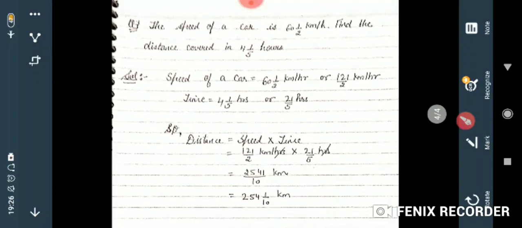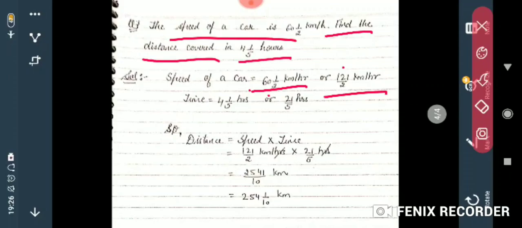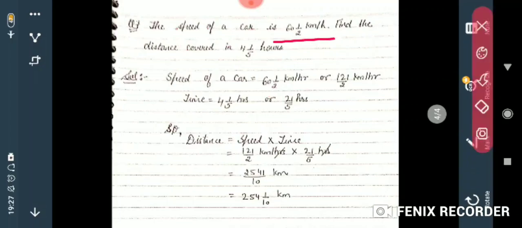Now just see the next question. The speed of a car is 60 whole 1 upon 2 kilometer per hour, or if you convert this speed into improper fraction, 60 multiplied by 2 is 120 plus 1, 121 upon 2 kilometer per hour. Find the distance covered in 4 whole 1 upon 5 hours. Speed is given, time is given. What you have to find? Distance you have to find.